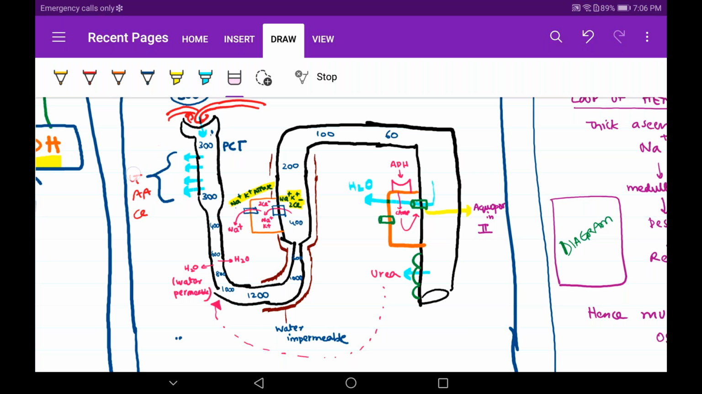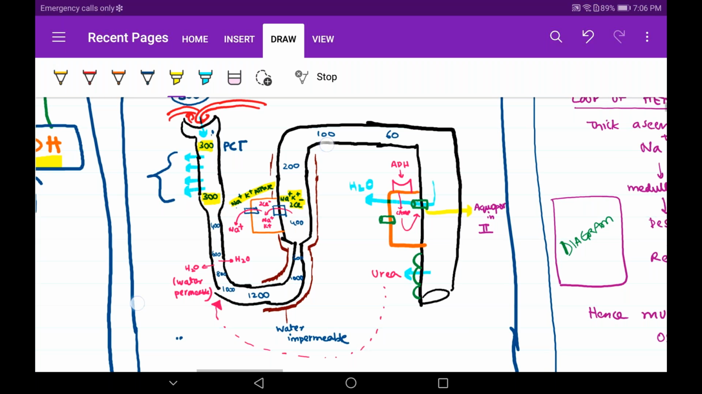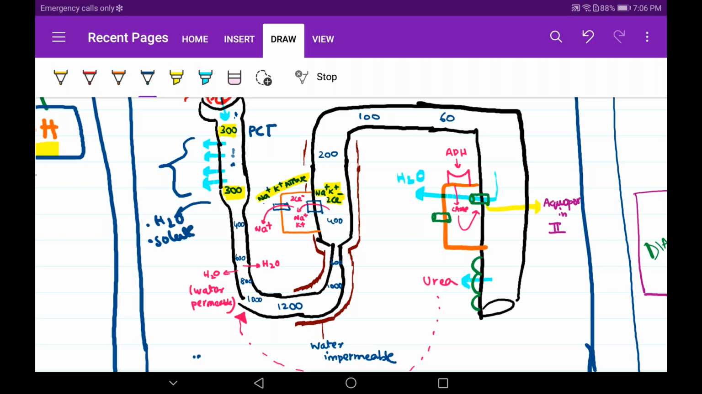But what have I told you yesterday about the concept? The osmolarity remains the same. Why is the osmolarity remaining the same? Because the amount of water going outside as well as the amount of solute going outside is in equal proportion. So the remaining amount of water inside the lumen, in the tubular fluid, and the amount of solute present in this tubular fluid are in equal proportion, right?